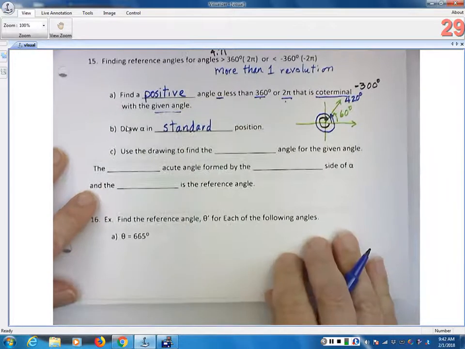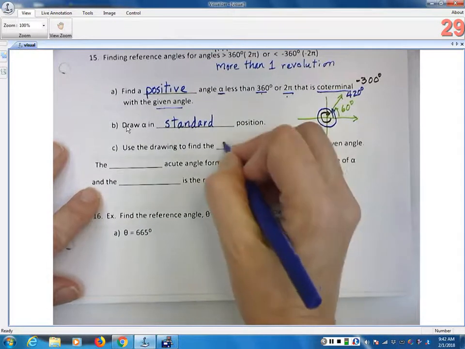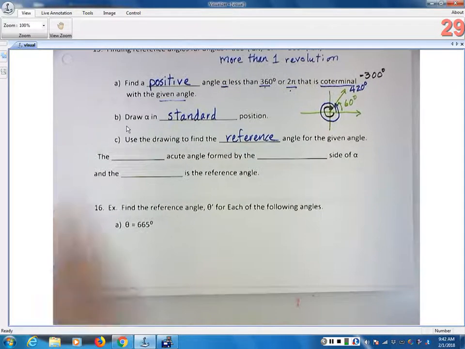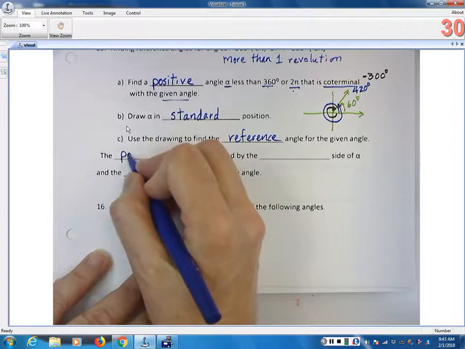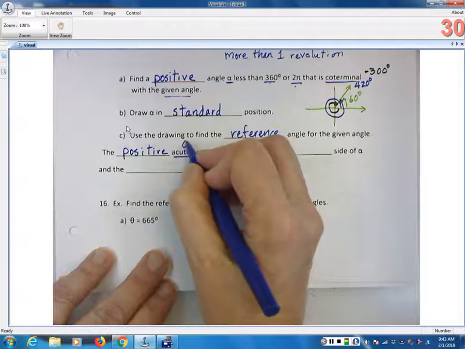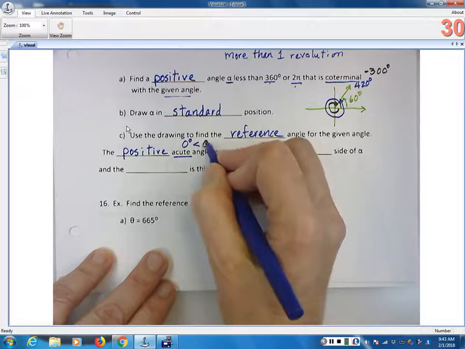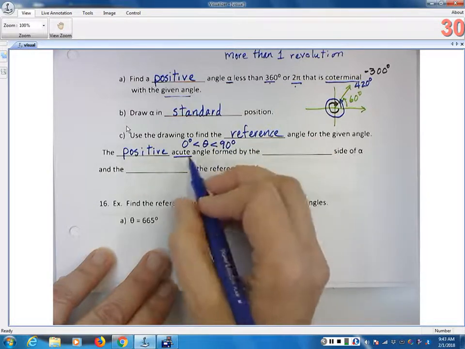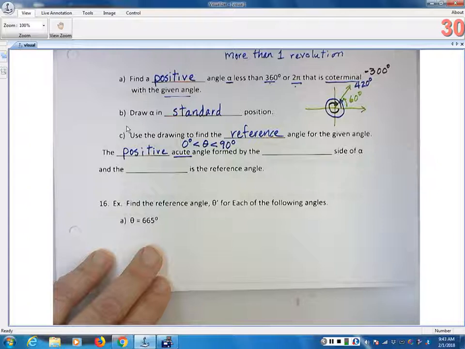And then we use our drawing to find the reference angle for the given angle. Okay? That's why I reviewed reference angles. Remember, the positive acute angle means it's between 0 degrees and 90 degrees, or between 0 and pi over 2.